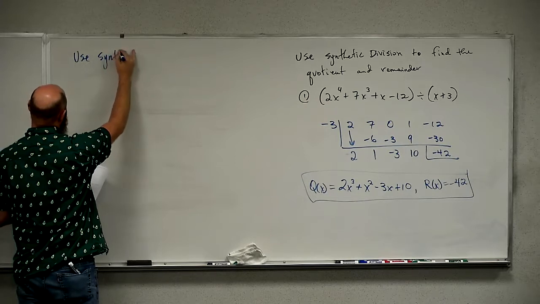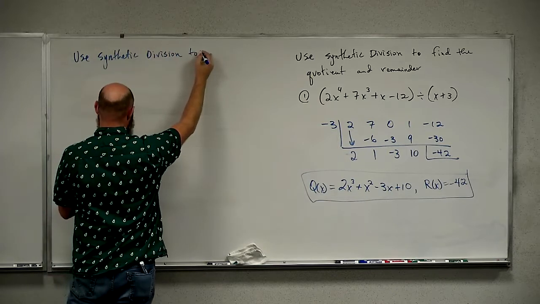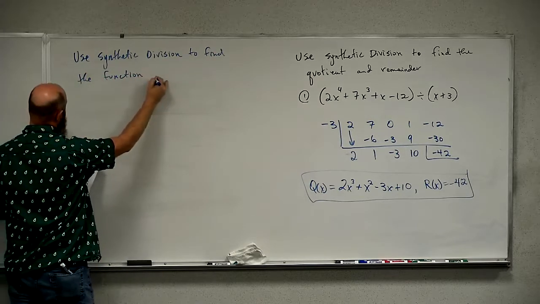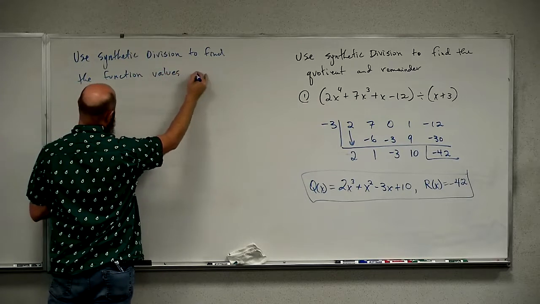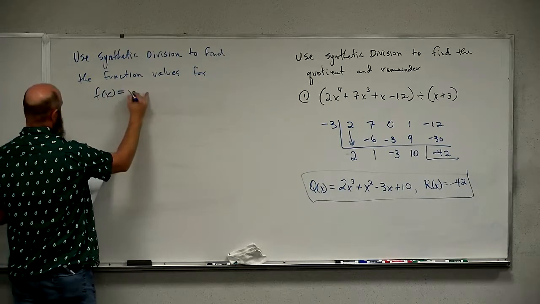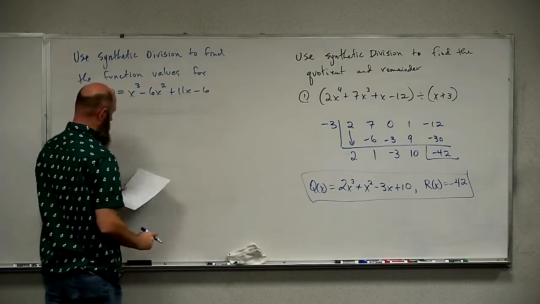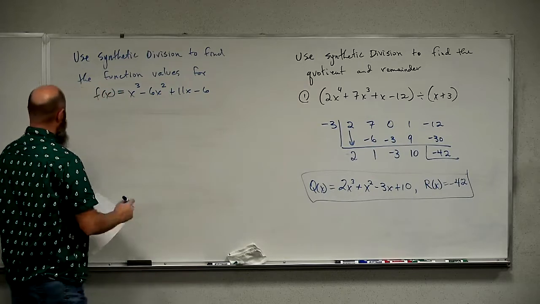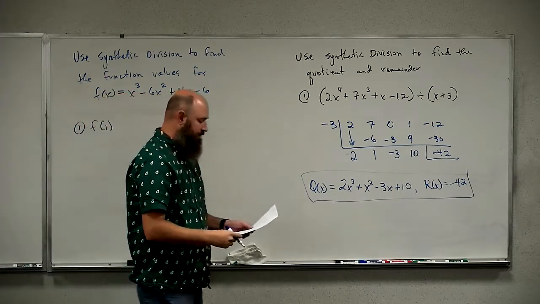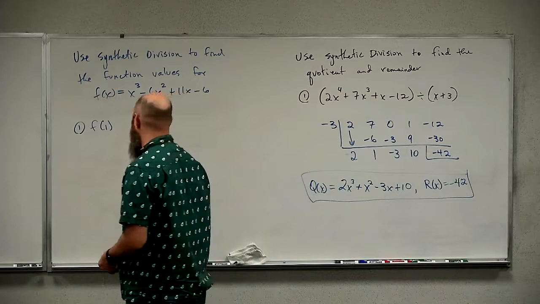Use synthetic division to find the function values for f of x equals x to the 3rd minus 6x squared plus 11x minus 6. We'll start here, number 1. We're going to do f of 1. Now, yes, again, we could just plug in 1, but we want to use synthetic division to show how to do this.